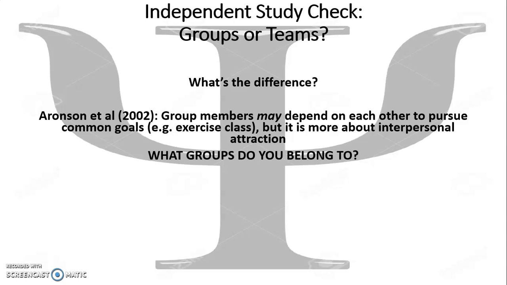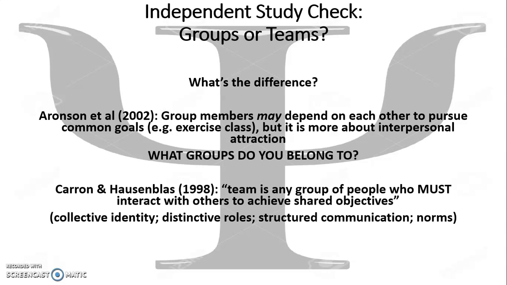This group, for example. I don't know what other groups you might be in. Think for yourself. And a team, on the flip side, is a group of people who must depend on each other for success. So they have common objectives and goals. Okay, so there tends to be more collective identity, structured communication, distinctive roles, etc. Okay, I'm sure there's some teams that you belong to, more sporting teams.